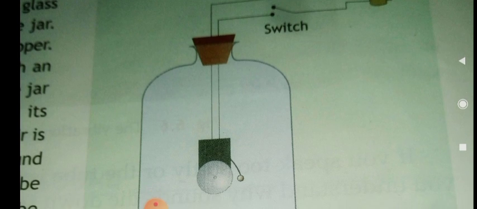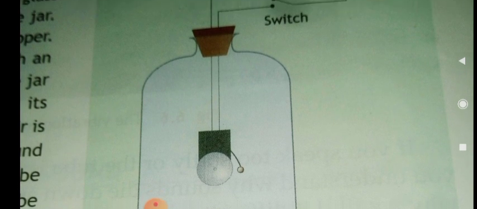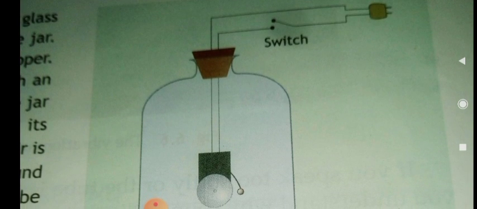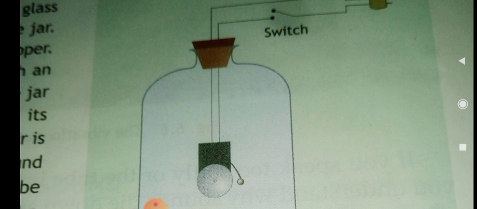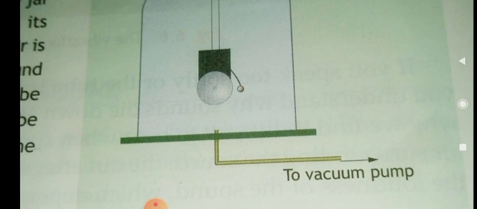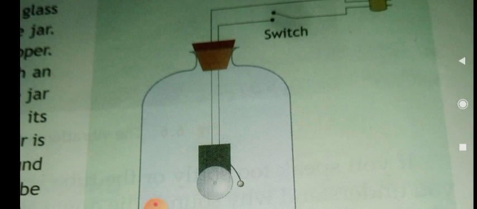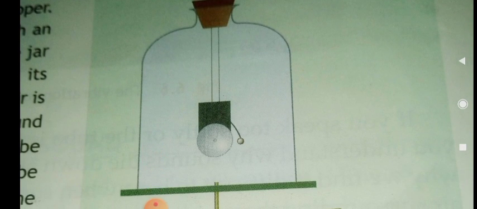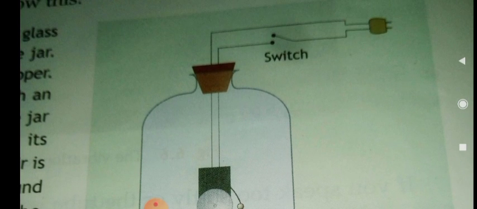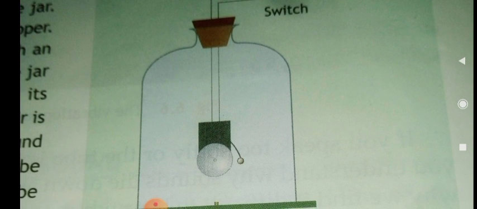For this you can try an experiment. Take a glass jar, fit the glass jar with a doorbell, close the mouth of the jar with a rubber cork, and then attach a vacuum pump to its bottom. After removing all the air, which creates the vacuum, make the bell ring. You are not able to hear the sound. That is because sound does not travel through the vacuum.